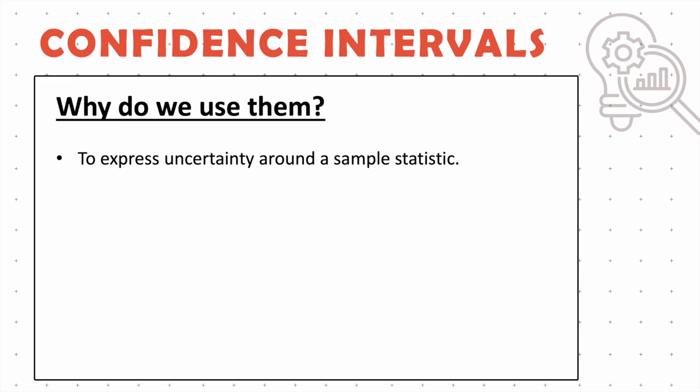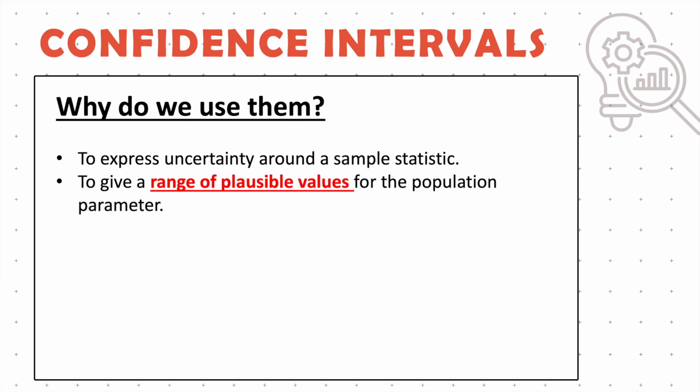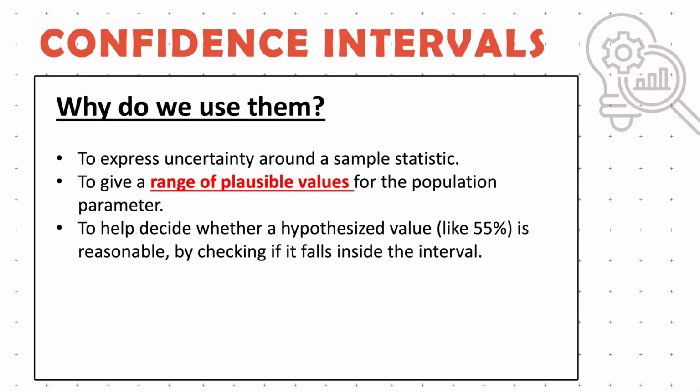So why do we use them? We want to express that we are uncertain when we get a sample statistic. That sample statistic is likely not exactly equal to the population parameter. So instead, it gives a range of plausible values. To help decide whether a hypothesized value, like 55%, is reasonable, we can check if it falls inside the interval of plausible values.